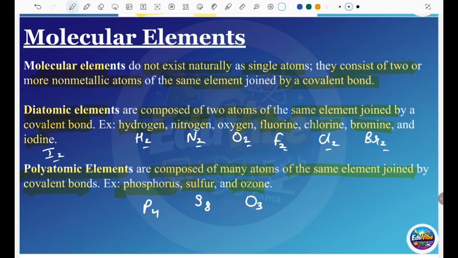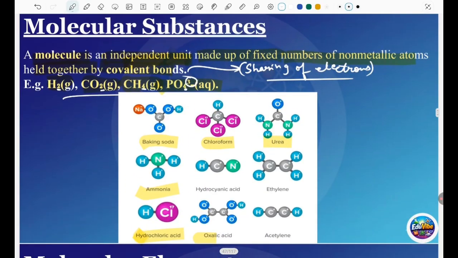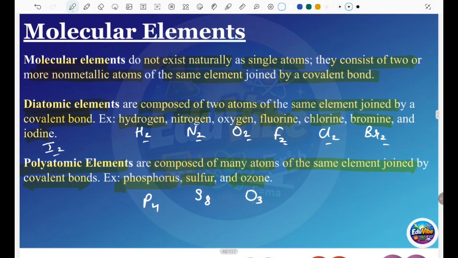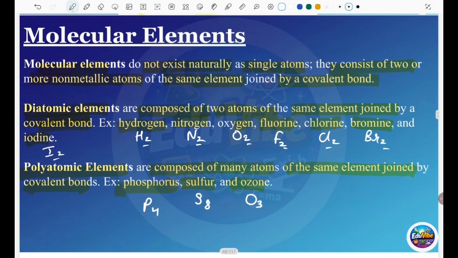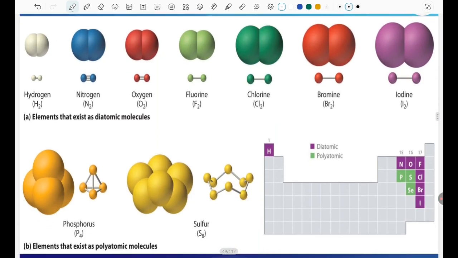You all know what elements are. But when atoms of one type are held together, whether two atoms or many atoms, they become molecular elements. That's how they differ from other molecular substances. Molecular substances have a fixed number of non-metallic atoms, but here we have two types: either two atoms or two or more.